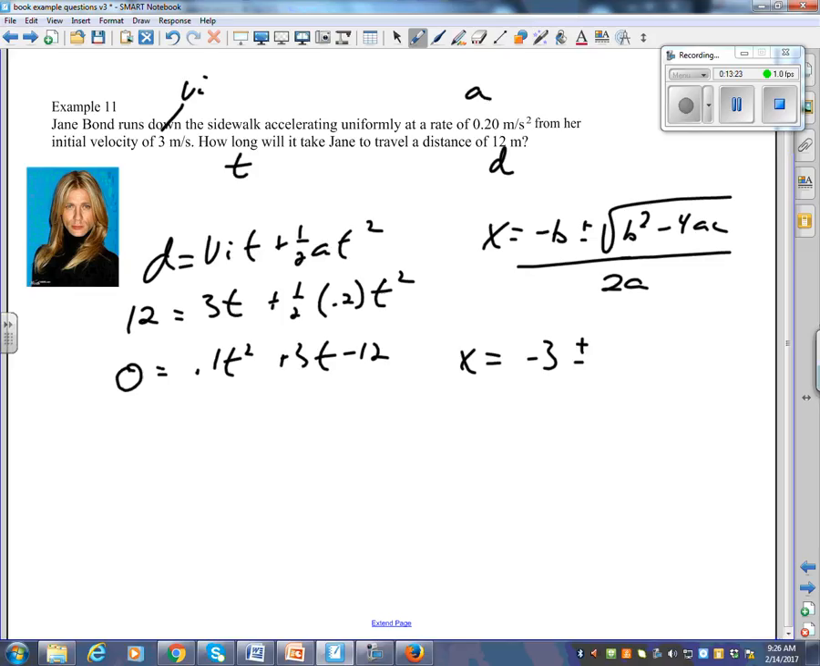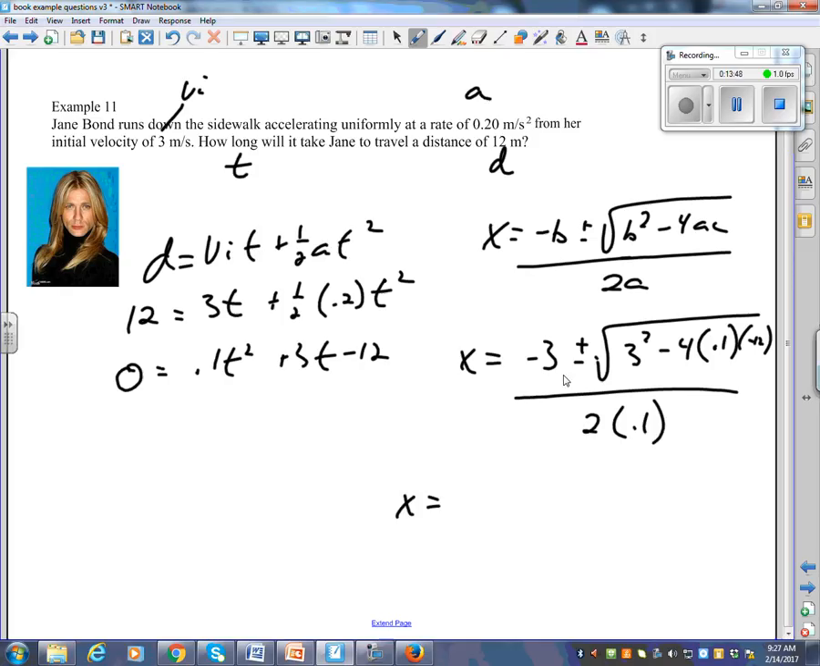Plus or minus square root. B squared is going to be 3 squared minus 4. A is the t squared, or x squared, which is 0.1. And the c is this one here, which is minus 12. And again, it's crucial you get your signs right. All over 2 times a, which in this case is 0.1. So I'm going to have minus 3 plus or minus square root. 3 squared is 9.